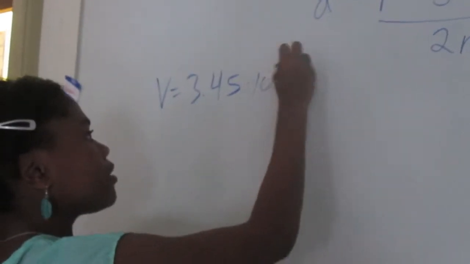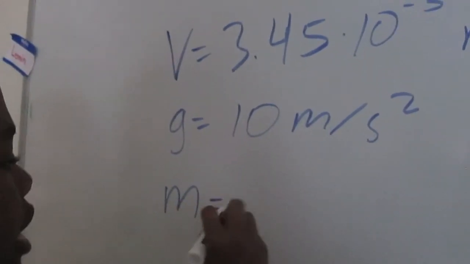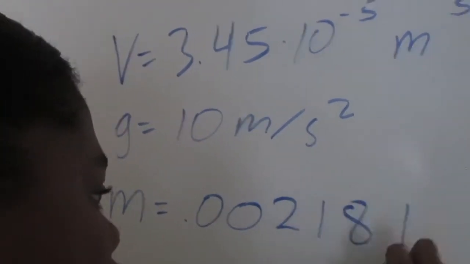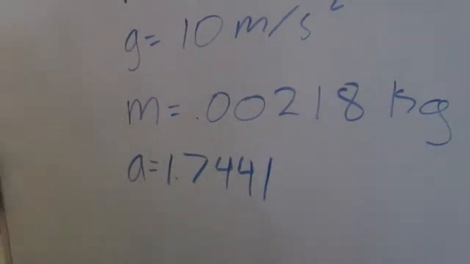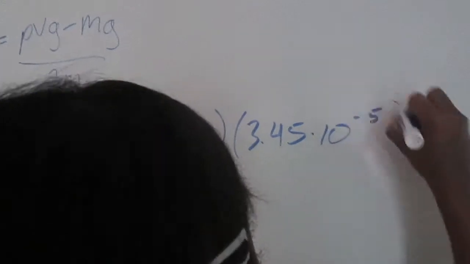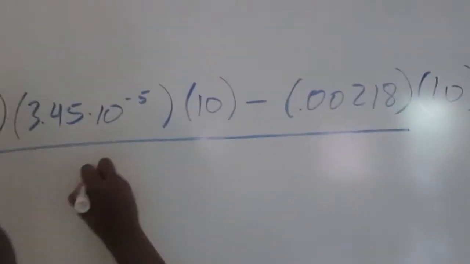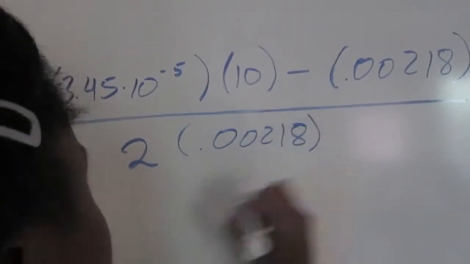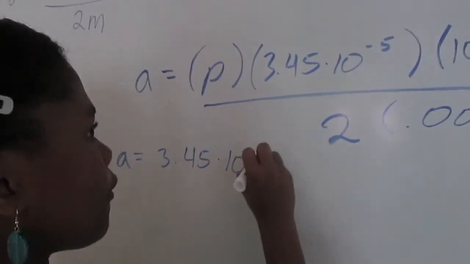And we know our constants for the volume of a sphere, the force due to gravity, and our mass. Finally, from our graph, we calculated our slope, which is 1.17441. And so now we're going to solve for a, or solve for rho. So we plug our constants into our equation. And then after that, we start to solve. We simplify it.